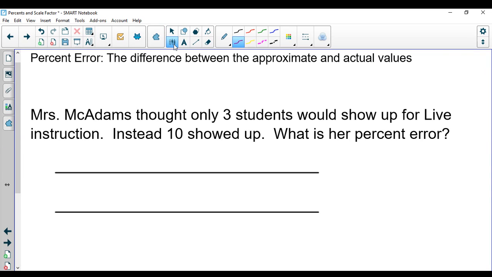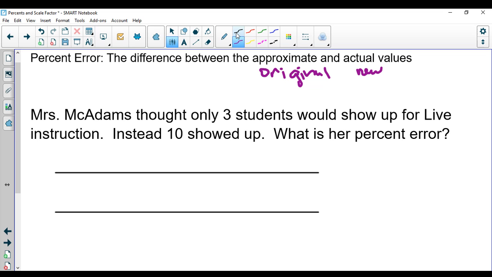Hey everyone, so today we're going to be looking at percent error, and percent error is the difference between the approximate and actual values. Now when we were doing percent of change, we learned it as the difference between the original and the new, and that's all this is. It's just different words. Approximate is your original, and actual would be your new. So we're still looking for the difference between the original and the new values. It's just using different words.